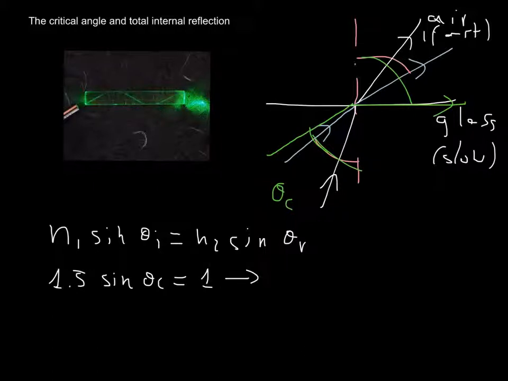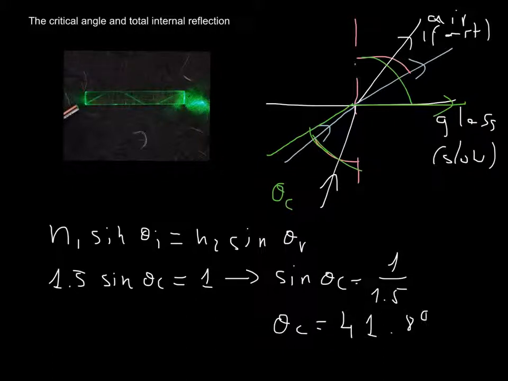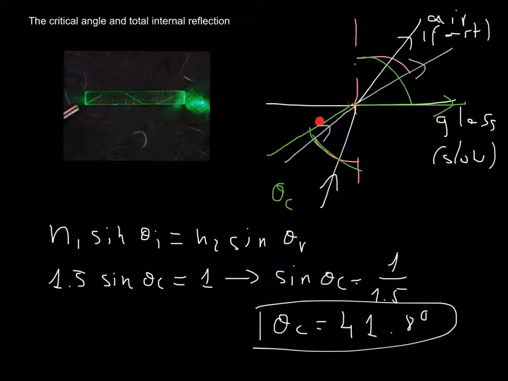And from here we get that the sine of the critical angle has to be equal to 1 over 1.5. And therefore the critical angle, remember, is the sine minus 1 of this thing, and we can calculate it to be 41.8 degrees.